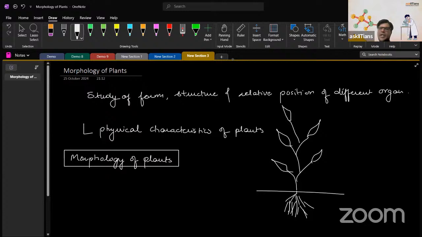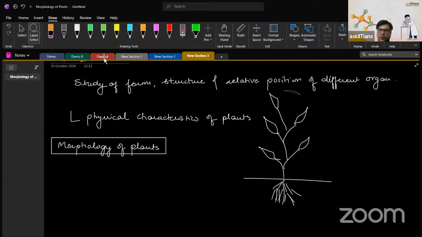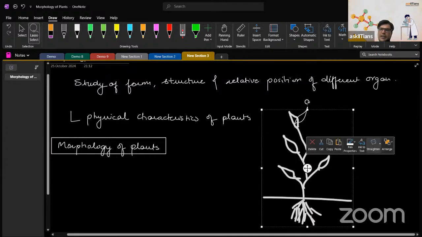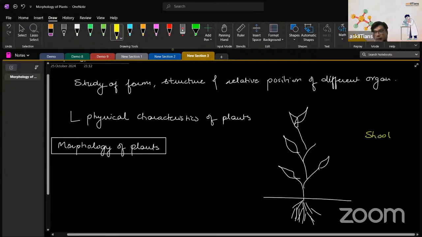So basically, if this is a plant, the morphology of plant can be divided into two parts. It has a shoot system and a root system. Actually, let's place this plant slightly, yeah, right here. So basically, a plant has two systems. We have the shoot system, or we can call it the stem system, right? The shoot system and the root system.